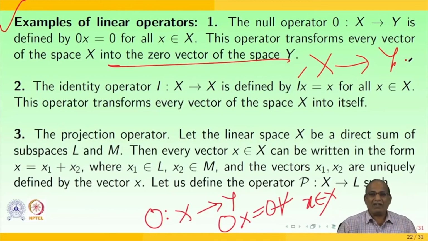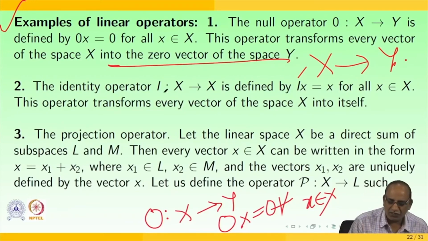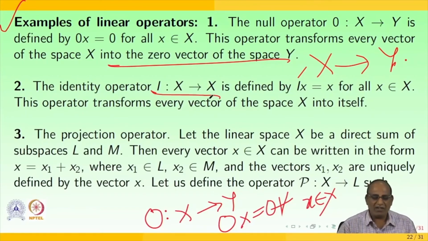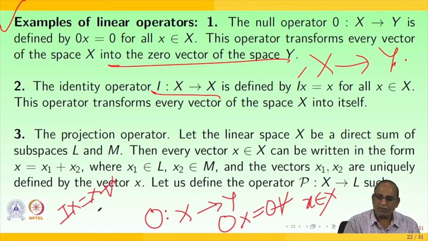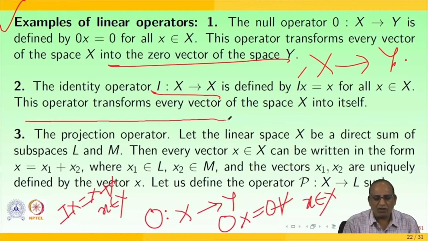The identity operator, another operator which is known very well, from X to X, defined by I of x equal to x for all x belonging to capital X. This operator transforms every vector of the space X into itself.